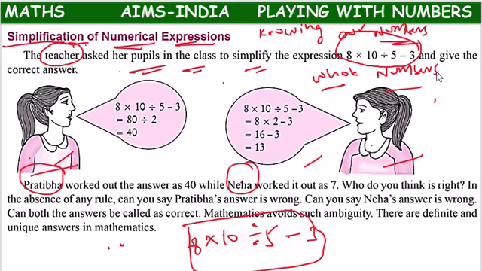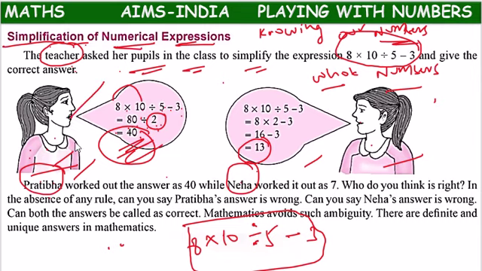Here this Pratibha, the first girl, worked out an answer and she gave 40 as the answer. Whereas Neha, the second girl, gave 13 as the answer. So here, what has this girl done? 8 into 10, 80. Multiply it first. Then 5 minus 3, 2. This difference she has done. First multiplication, then difference, then division. 80 divided by 2, 40.